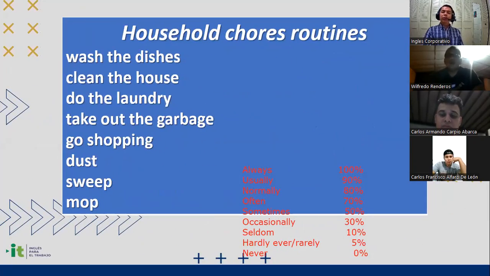And finally, household chores. ¿Qué haceres de la casa, right? Household chores. Wash the dishes, lavar los trastes, right? Clean the house. Limpiar la casa, do the laundry, lavar la ropa, take out the garbage, sacar la basura, go shopping, de compra, dust, right? Dust is limpiar el polvo, right? And sweep, barrer, right? Mop is trapear, right?